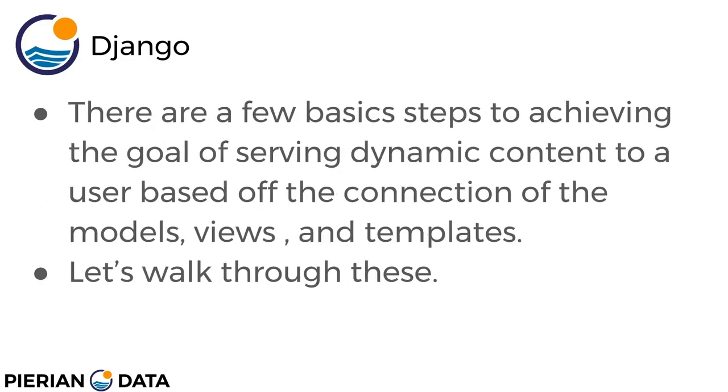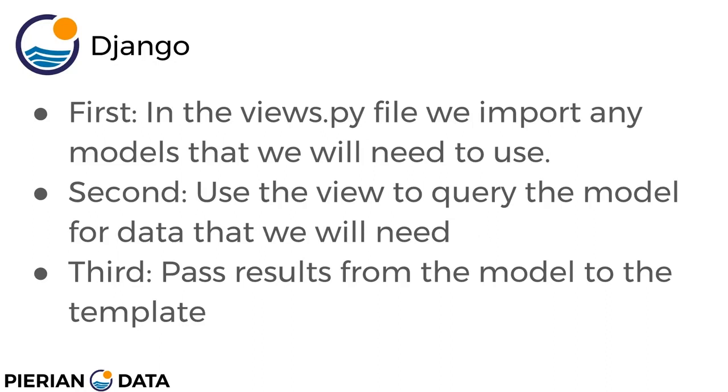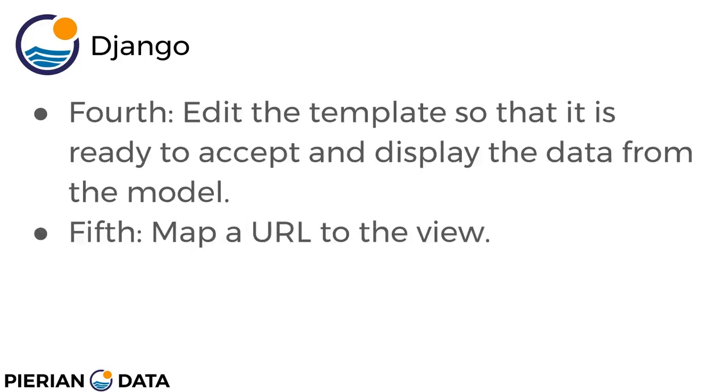There are a few basic steps to achieving the goal of serving dynamic content to a user based off the connection of those models, views, and templates. Let's walk through these steps. The first step is that in that views.py file, we import any models that we will need to use. The second step is to use the view to query the model for data that we will need. The third step is to pass results from the model to the template. The fourth step is to edit the template so that it's ready to accept and display the data from the model. And then the fifth step is to map a URL to that actual view.